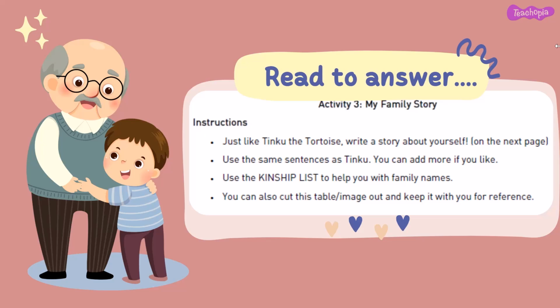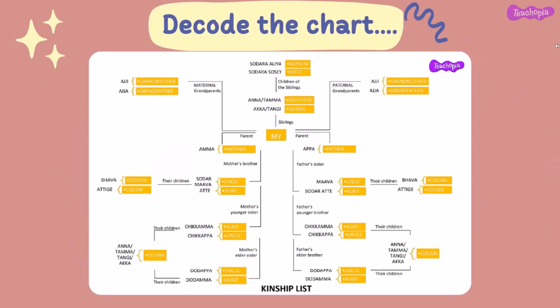And once we have done that, in activity 3, there's something a little more interesting, a kinship list. A whole chart is provided for the learners to decode, wherein all the mother side of the family and the father side of the family are given names in their native language like Mava, Sodarate, and the equivalent English words are also given such as uncle and aunt. This will help the learners understand how English vocabulary can be used for their family relationships.